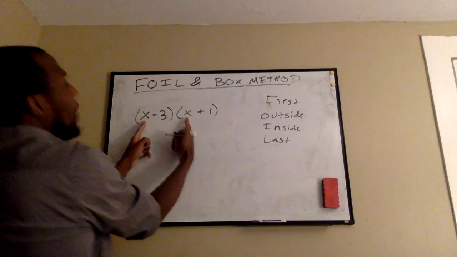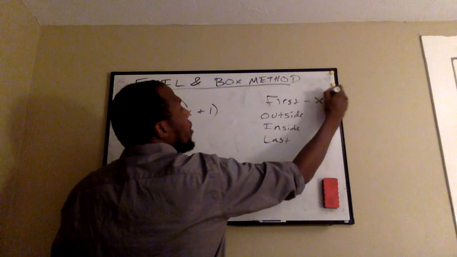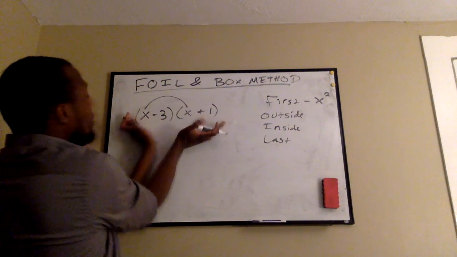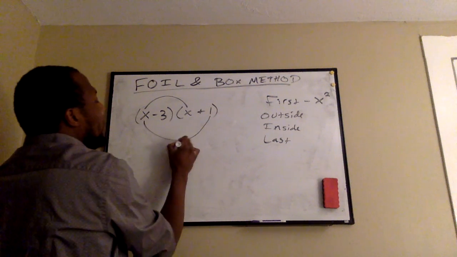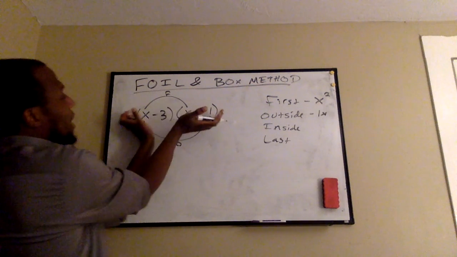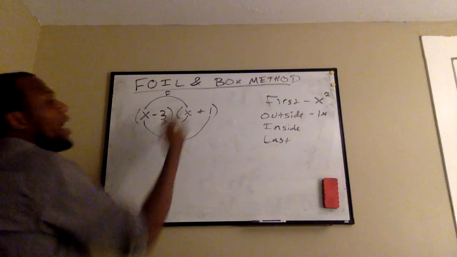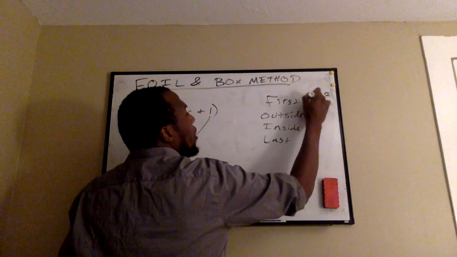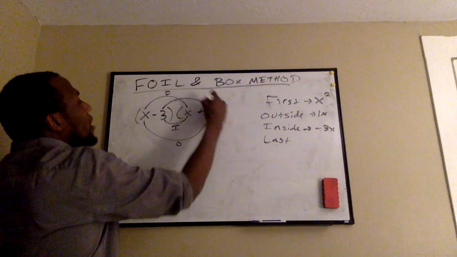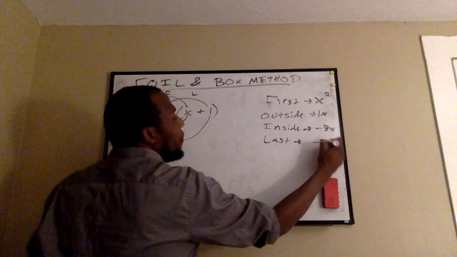If we think about holding both of these in our hands, the first terms that we see in both binomials, we multiply those. That'll give us x squared. The outside, the ones on the outsides of our hands by my fingers, x times 1, that's going to be 1x. Now the inside, by my palms, multiplying those two, negative 3 times x, is going to be a negative 3x. And then last, negative 3 times 1, that's negative 3.